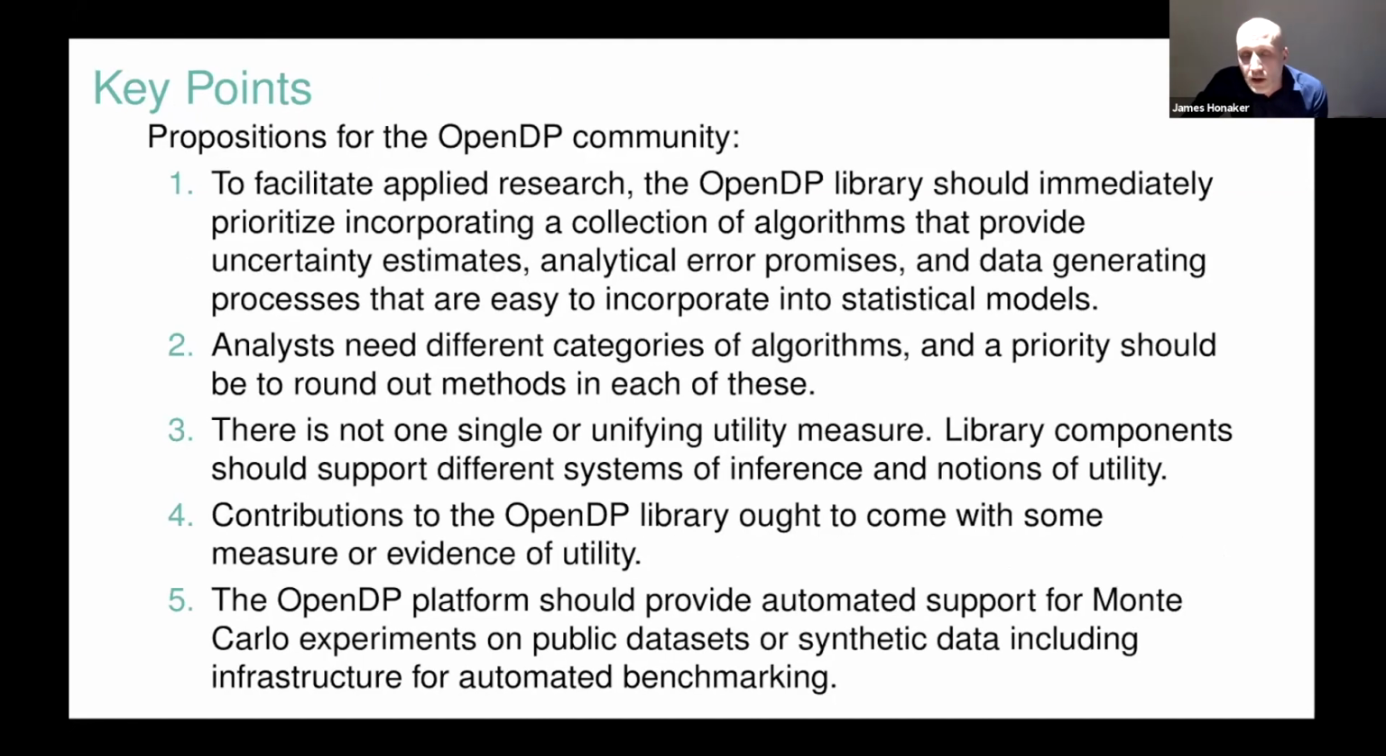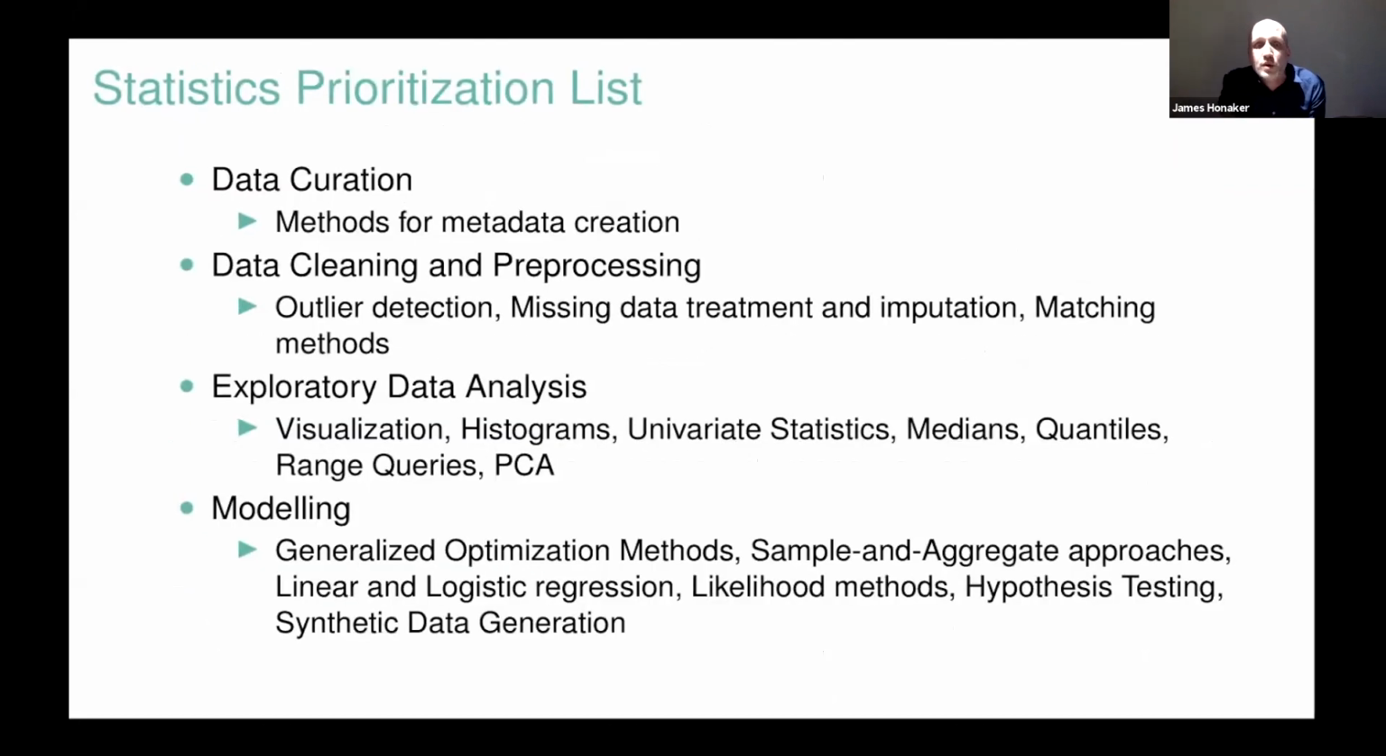For the number 1 item here, which is what is the set of things that analysts would need. We've been polling colleagues and members of the DP design committee and some of the statisticians that we already have use case partnerships with. And we got this short list of things that fall into 4 different branches of the statistical workflow. What do you do to curate data? How do you clean it and pre-process it before you run the model? How do you do exploratory data analysis to actually understand what the data is? And then finally, how do you run the model? These are the kinds of things that people have said, these are the things I really would need in a library in order for my entire workflow to become privacy preserving.